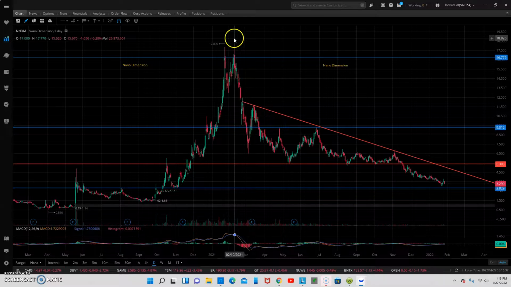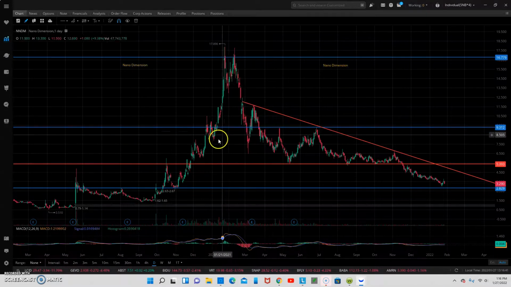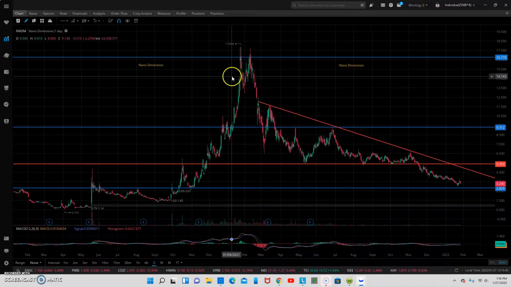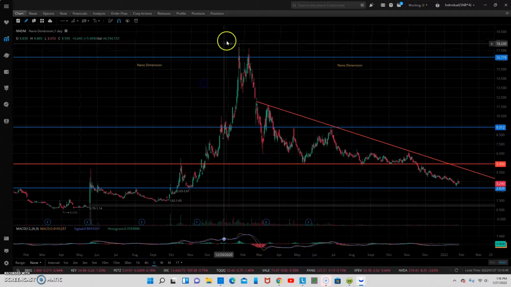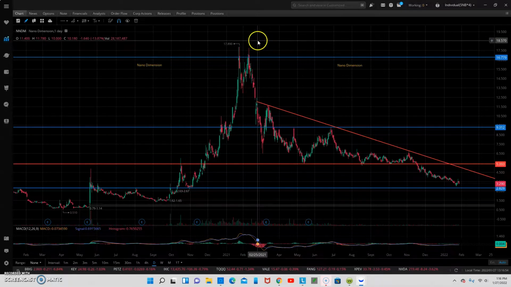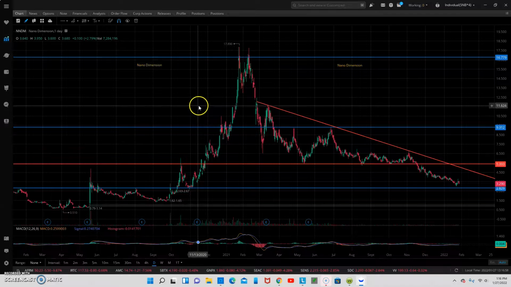ARK Invest was behind this stock, and that is why a lot of the retail investors got behind this stock also. Okay, so, a lot of retail investors were very hyped on this stock. They got behind it. Kathy Woods and her ARK fund, they were behind it. They were buying up a lot of this stock. And this was in 2020.